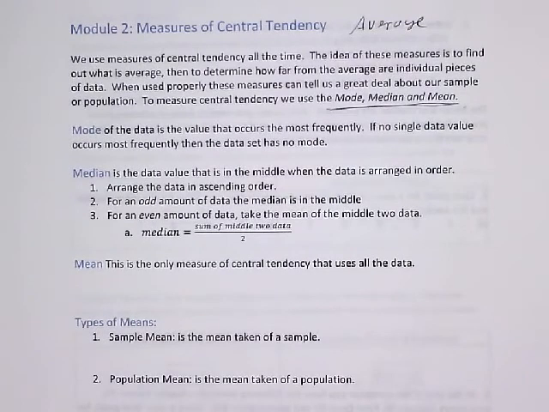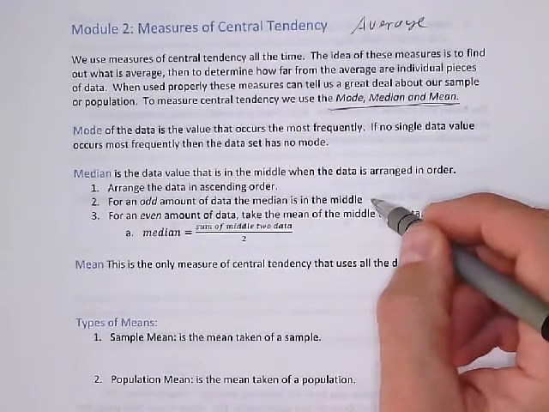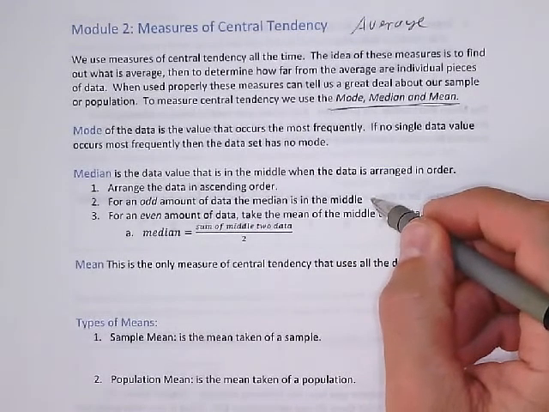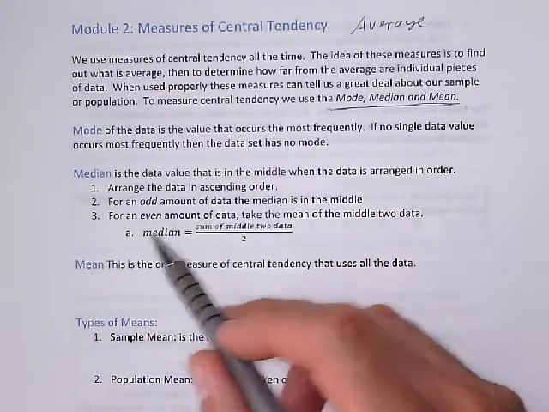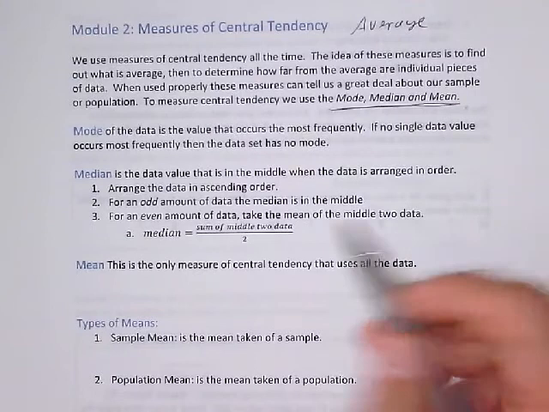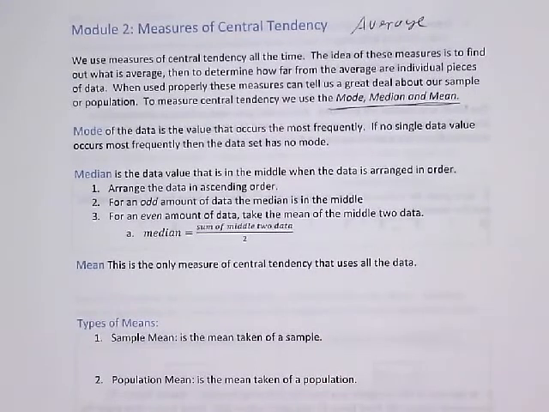All right. The median is the data that's in the middle when it's arranged in order. So it has to be in ascending order, and then you find the one that's in the middle. If there's an odd amount of data, then you'll have a perfectly middle point. If you have an even amount of data, then what you do is you take the mean of the 2 middle points. So the sum of the middle 2 data points divided by 2 is your median.